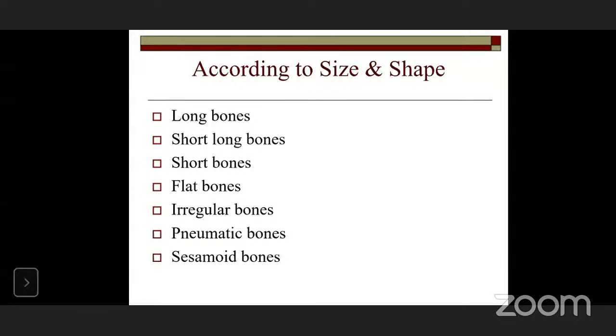But here the question is the classification of the bones. It is asked for 5 marks, so you have to explain according to the position, according to the size and shape, according to the gross structure, and according to the development. You have to answer all four categories, then only you will get the full marks. So this is regarding the size and shape.